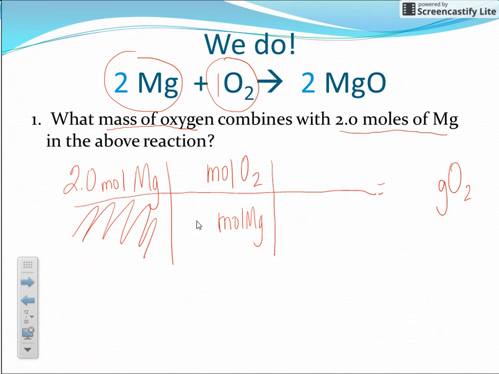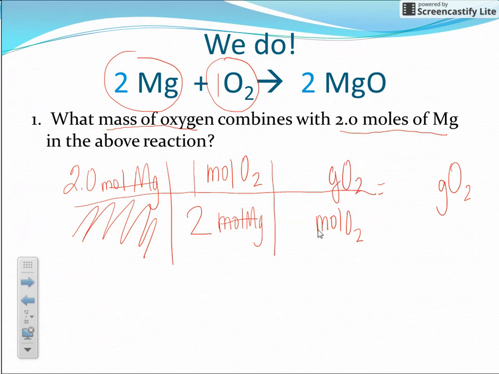This mole bridge, the numbers here come from the balanced equation. So look up, you have 1 mole of oxygen that are needed for 2 moles of magnesium. So the 2 goes here. These numbers come from the balanced equation. Notice this lets moles of magnesium cancel. Now we need moles of oxygen to cancel, and we need grams of oxygen on top.